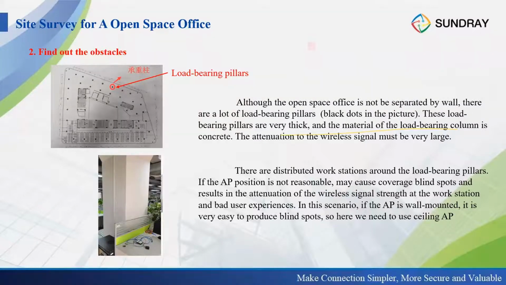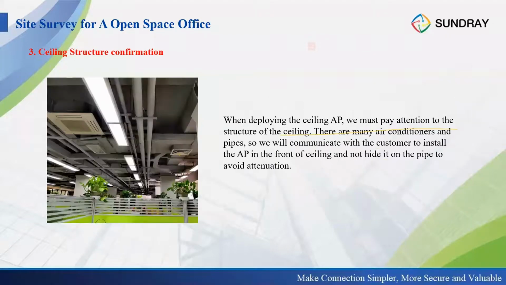The obstacle here is the load-bearing pillars. When we do the project, you can see that these pillars are very big. If we put the AP on this pillar, lots of signal will be blocked by the pillar itself. So we decide not to use the wall-mounted AP. We have to use a ceiling AP. When we use the ceiling AP, we need to consider the structure of the ceiling. If the ceiling is steel or concrete, we need to make sure the AP is installed in front of the ceiling, not inside the ceiling, because that may block signals.